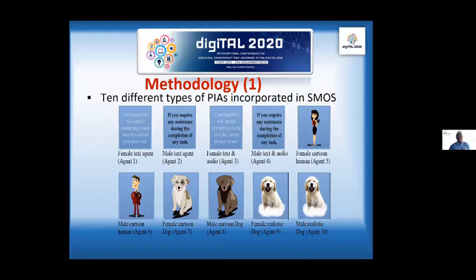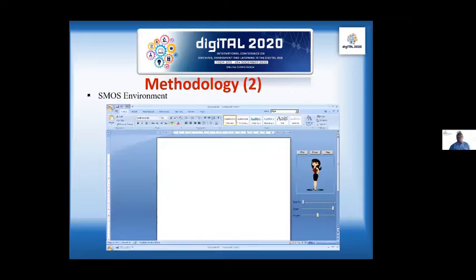Okay, as I said, the system consists of 10 different types of agents. So these are the different agents. Agent one was a female text agent. The second was a male text agent. Then there was a female text and audio, and a male text and audio, a female cartoon, a male cartoon, a female cartoon dog, a male cartoon dog, a female realistic dog, and a male realistic dog.